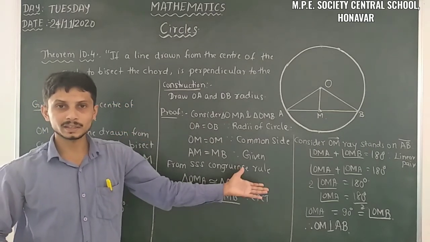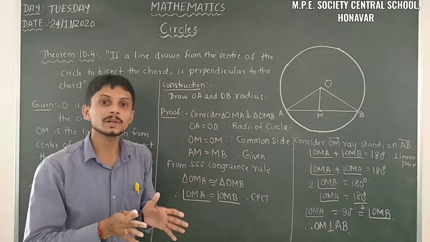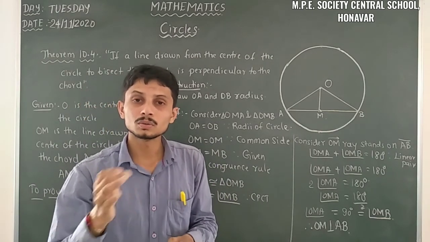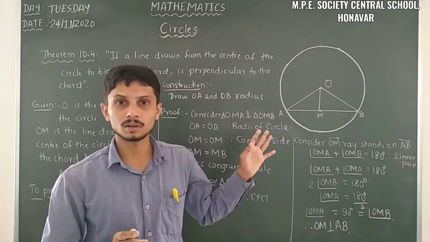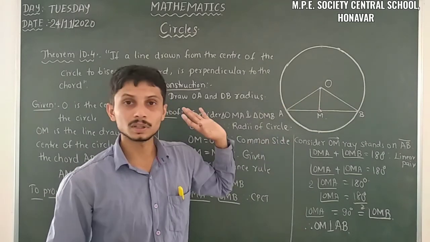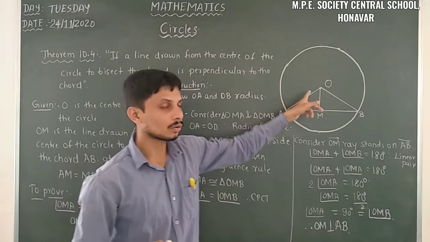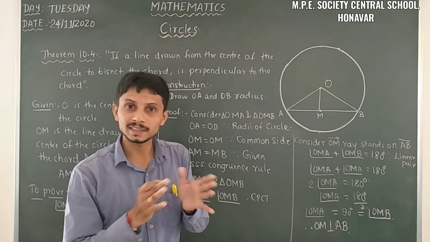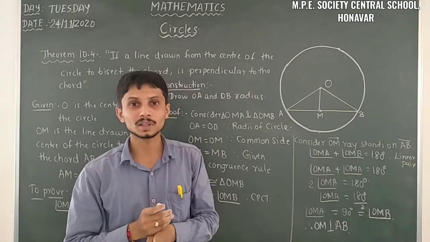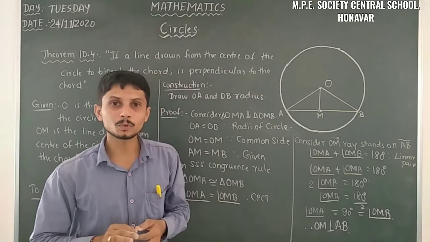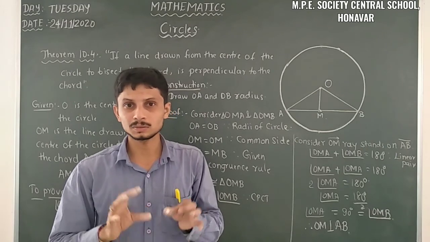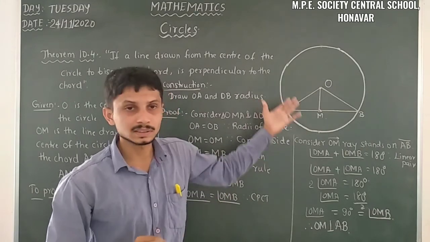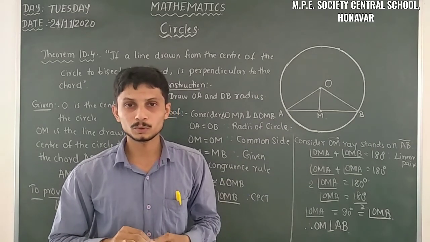After the proof we can take it as true. That means the perpendicular drawn from the center of the circle to the chord always bisects the chord. And if a line is drawn from the center of the circle to bisect the chord, that line is also perpendicular to the chord. So here is the proof of this theorem. There are no problems related to these theorems, so the theorem proof part is enough for you.